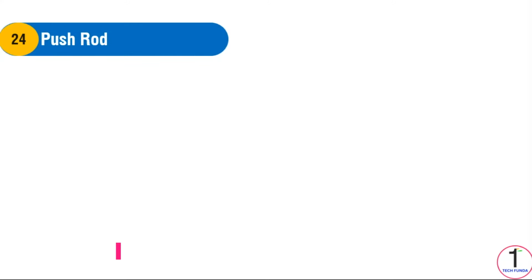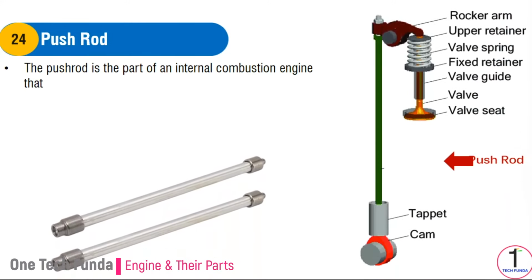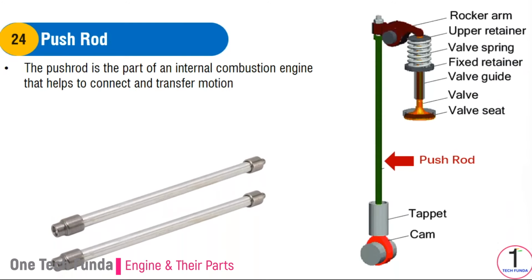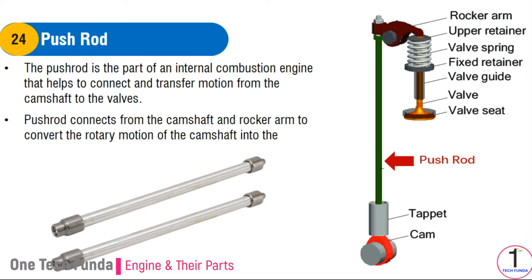Push rod. The push rod is the part of an internal combustion engine that helps to connect and transfer motion from the camshaft to the valves. The pushrod connects the camshaft and rocker arm to convert the rotary motion of the camshaft into the pulse motion of the rocker arm.